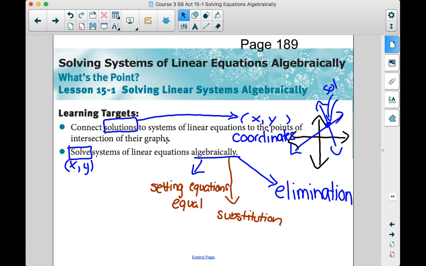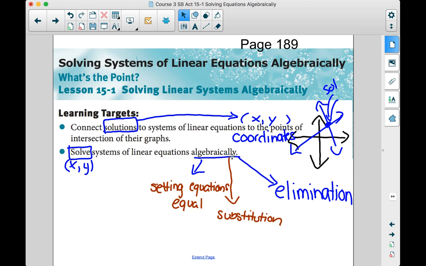Just to reground us, our learning targets for this activity on page 189 is connect solutions to systems of linear equations to the points of intersection on the graph. So remember that a solution can be represented on a graph by that point of intersection, and that point is represented as an ordered pair, which has an x value and a y value. So now we're looking at solving systems of linear equations algebraically.